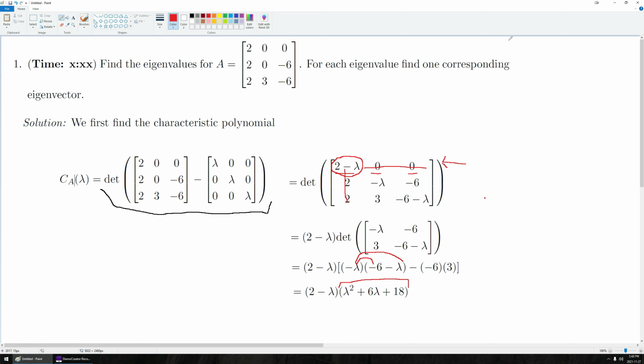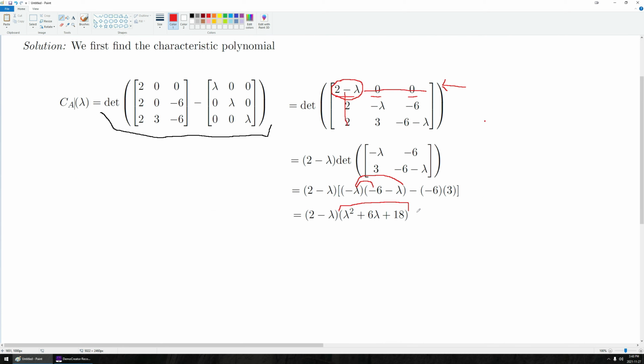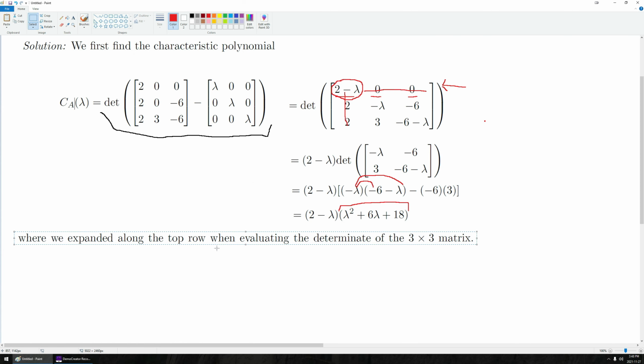Now, since I've written all this stuff out here, if this was my write-up for a problem, I should say what I just did, right? So I could say explicitly here, I expanded along the top row when evaluating the determinant of the 3 by 3 matrix. This just makes it clear to whoever reads your work what you did.